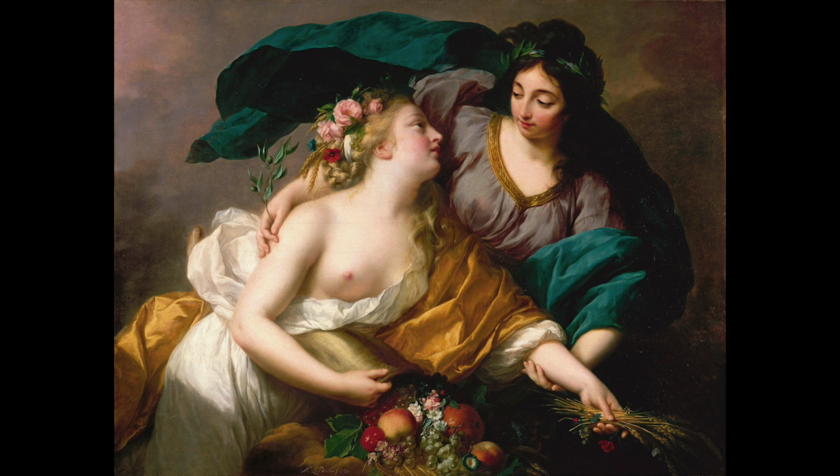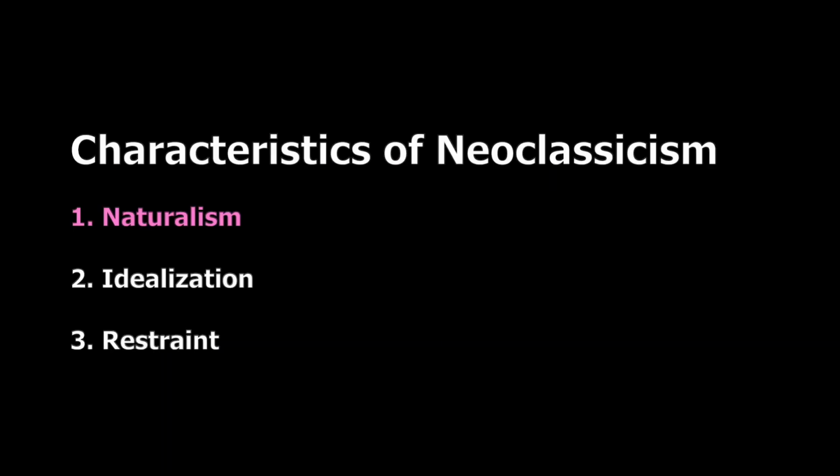The two personifications can be identified by their attributes, that is, the things that accompany them. Abundance holds a cornucopia filled with fruit and flowers in one hand, and a bunch of wheat in the other. Flowers adorn her fair hair. Peace holds an olive branch in her right hand. The three basic characteristics of neoclassicism are naturalism, idealization, and restraint.